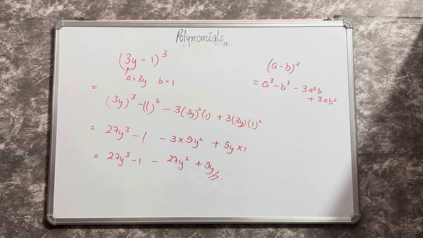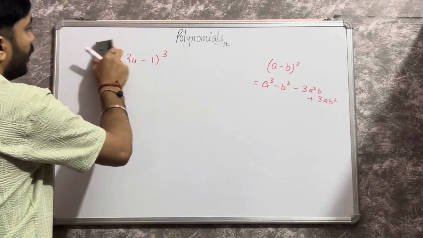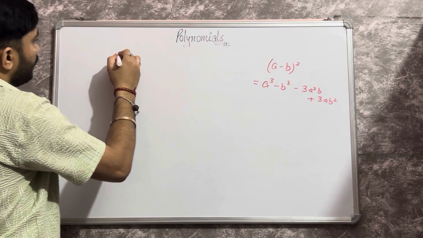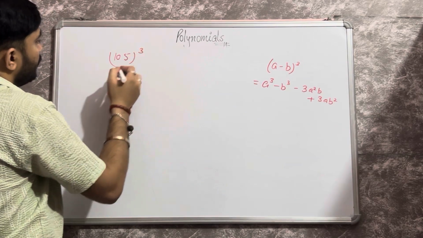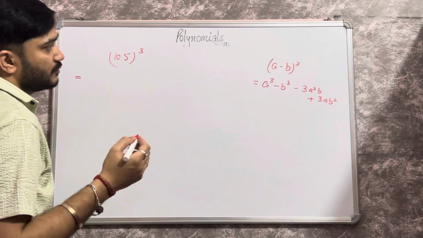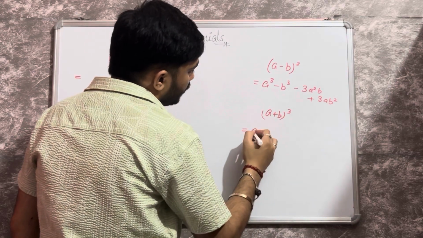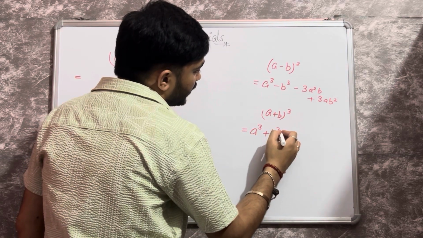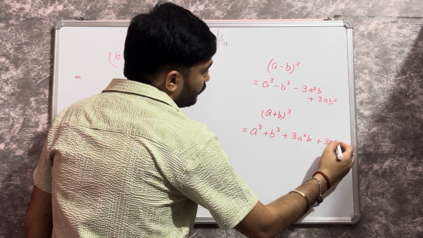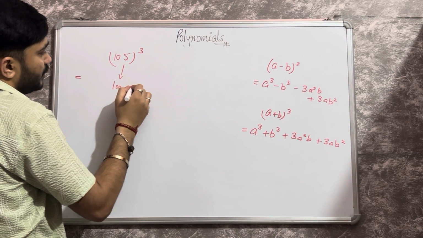What if someone has asked us to find the value of 99³? How are we going to solve this? Or for example, let us say 105³, find the answer. We are going to solve this with the help of the formula (a + b)³ = a³ + b³ + 3a²b + 3ab². You can write 105 as 100 + 5.